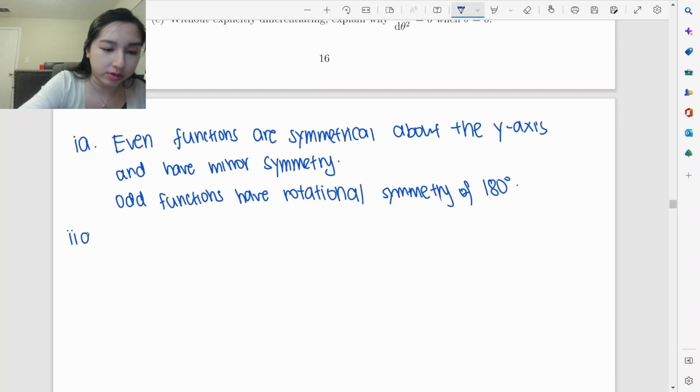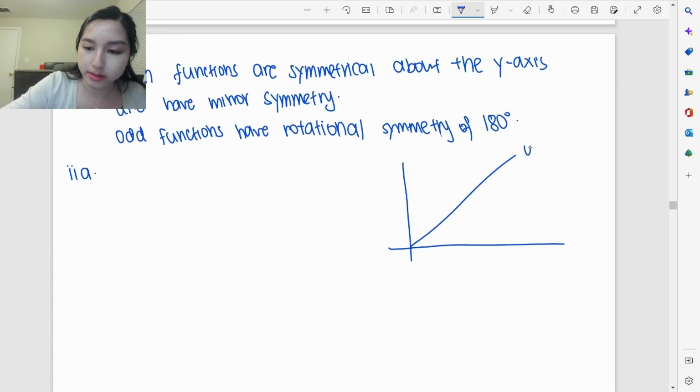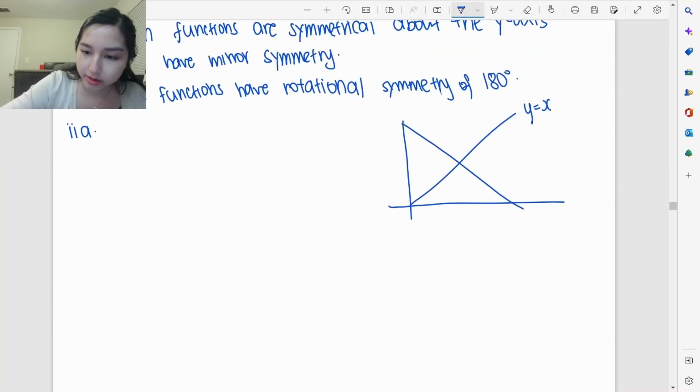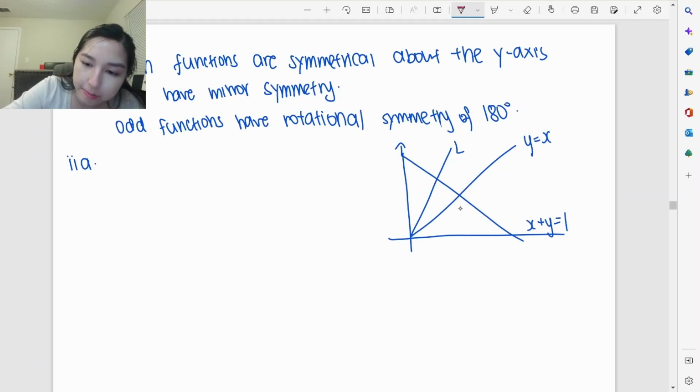So I'm just going to assume yes, and draw a little diagram here. This is y equals x. What was this other graph? x plus y equals 1, and our line L. So I'm going to say that this is area, can't use A, can't use B, I'm going to use M and N.